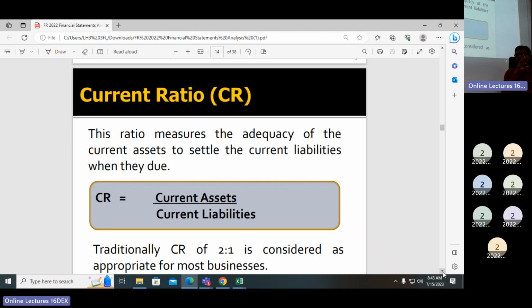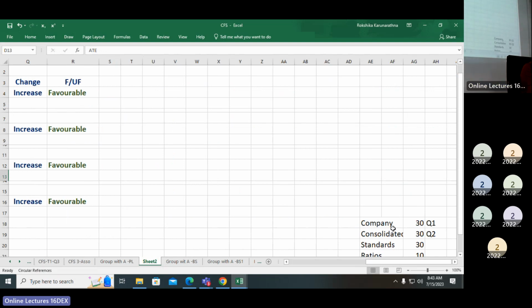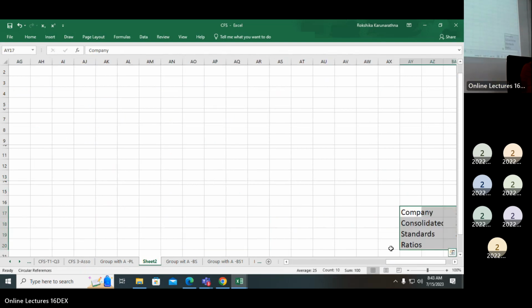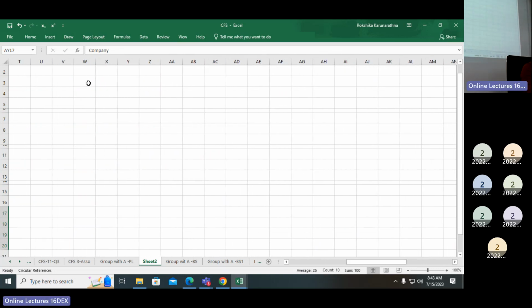Now here you can't say increase favorable or decrease favorable. We have norms. The reason is, you take a few examples. I'm taking 4 businesses.